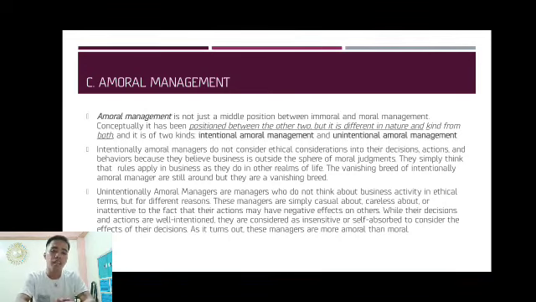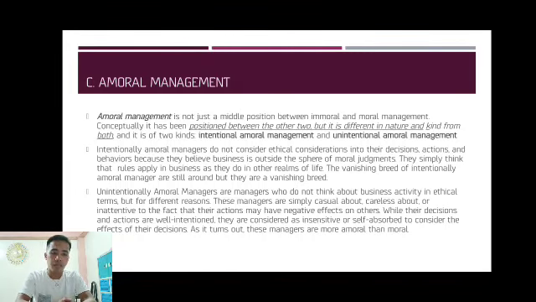However, unintentionally amoral managers are managers who do not think about business activity in ethical terms, but for different reasons. These managers are simply casual about, careless about, or inattentive to the fact that their actions may have negative effects on others. While their decisions and actions are well-intentioned, they are insensitive or self-absorbed in considering the effects of their decisions. As it turns out, these managers are more amoral than moral.